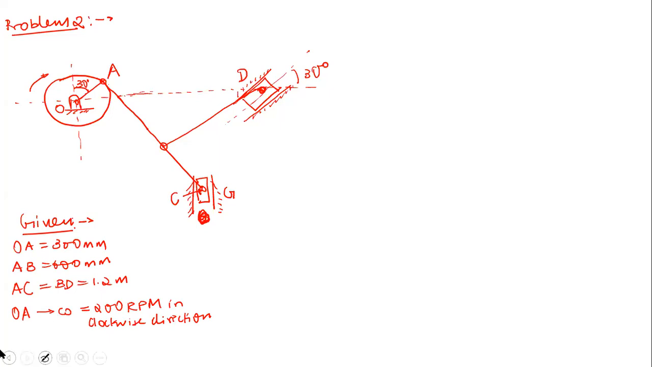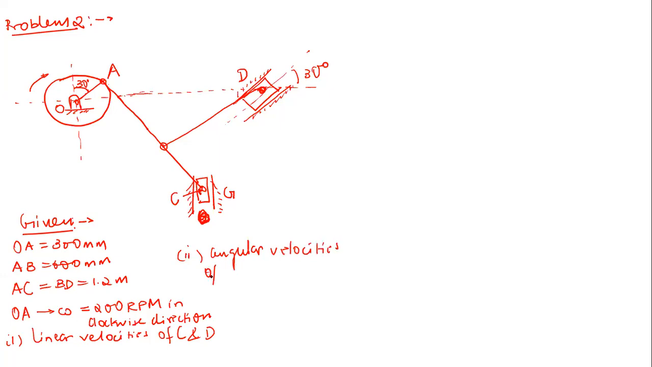So first of all, I have to find out first linear velocities of C and D. And then next you have to find out angular velocities of links AC and BD. Okay, so this is the case.